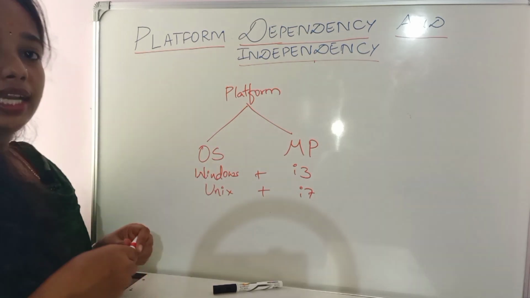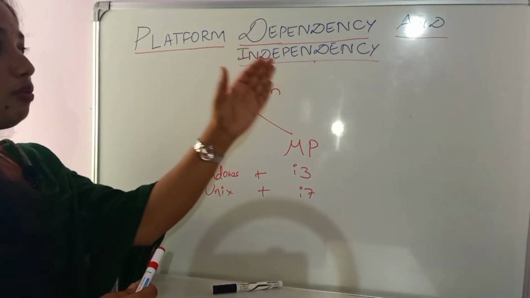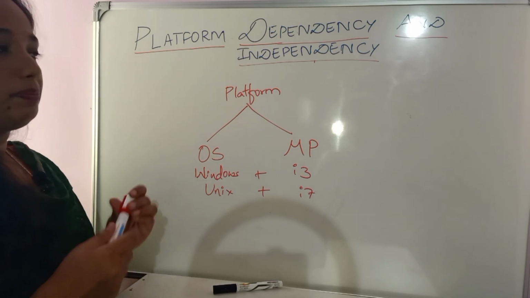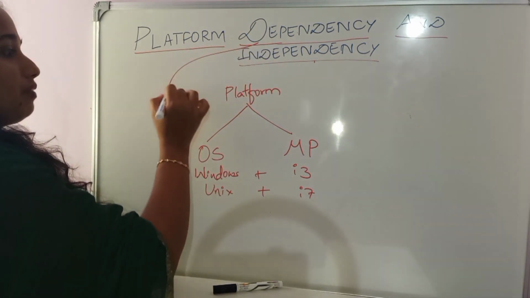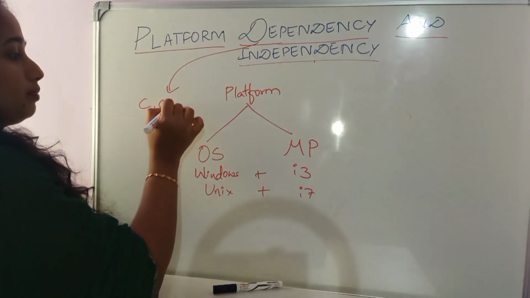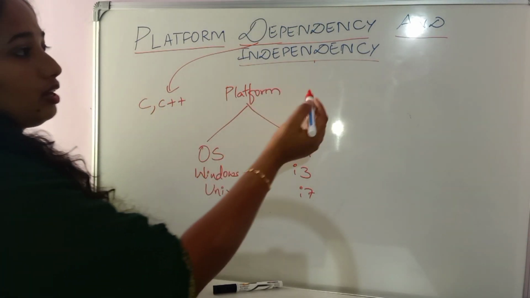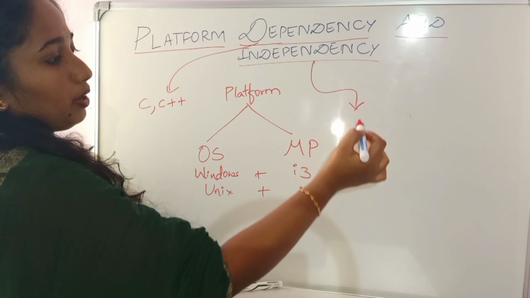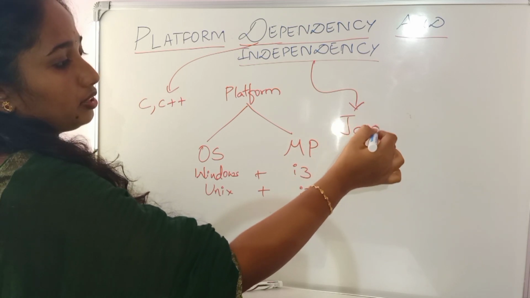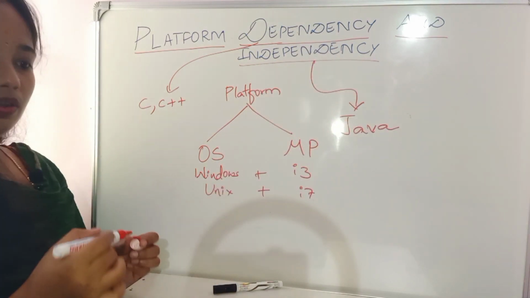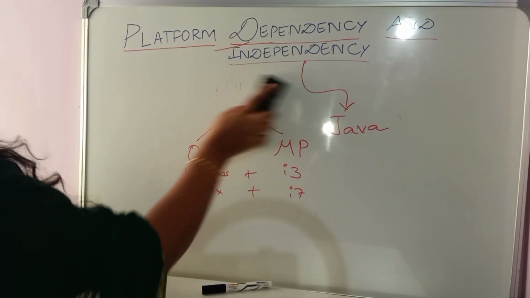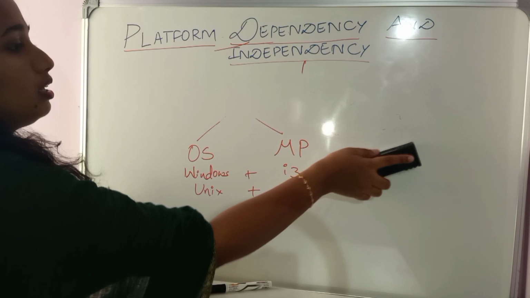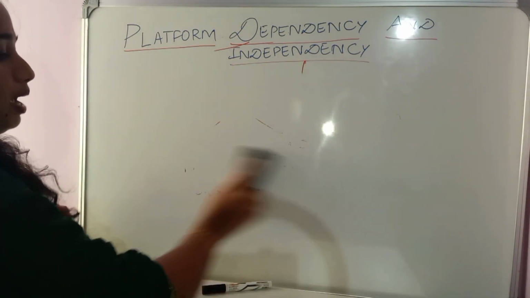Okay, so now let us see what platform dependency and platform independency are. We have platform dependent programming languages like C and C++, and a platform independent programming language, Java. So let us see how C behaves like a platform dependent programming language.